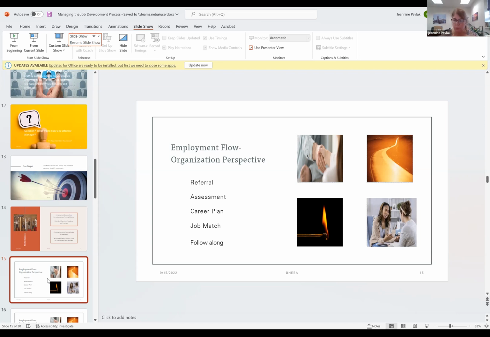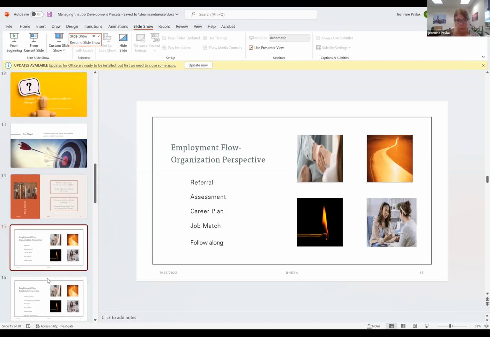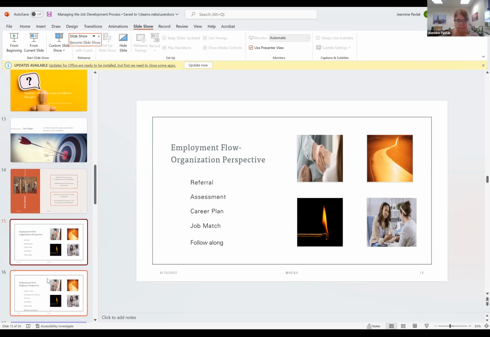Then we're making that appropriate job match. And then we provide any follow-along support that's necessary. For some, that might be indefinite. For some, it might be short-term, short-lived. Did I miss anything there? A step? Nope. All right, good.